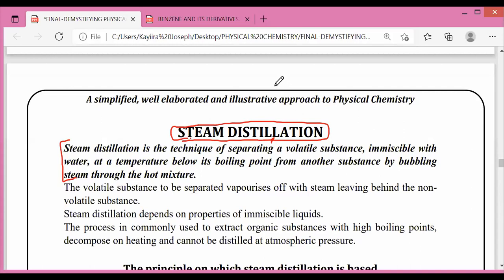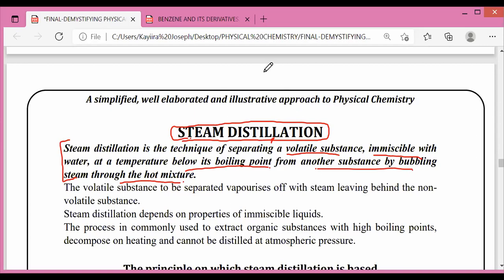Steam distillation is a technique of separating a volatile substance immiscible with water at a temperature below its boiling point from another substance by bubbling steam through the hot mixture. So what happens during steam distillation? During steam distillation, we have a volatile substance, but which is immiscible with water.